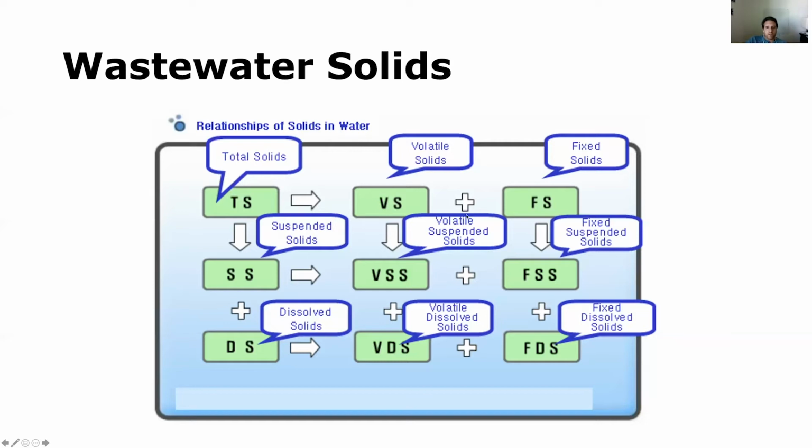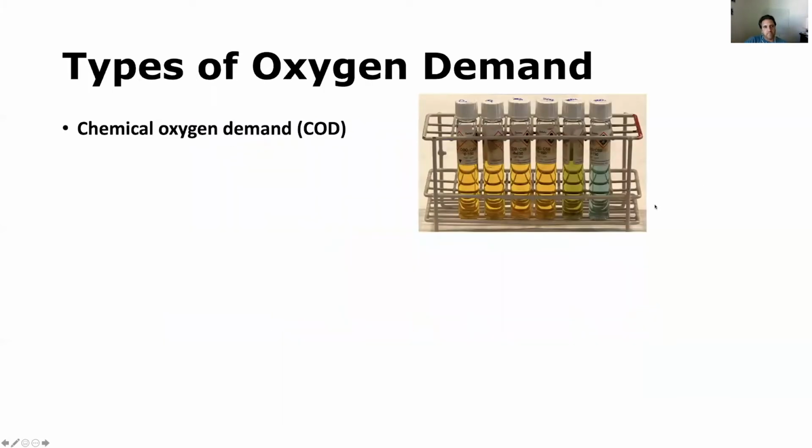We often use volatile suspended solids a lot in wastewater treatment calculations because that's a surrogate measurement in secondary, biological treatment. It's a surrogate measurement for the amount of biomass that's in the system, so it helps us keep track of how much active biomass we have. Other ways that we use solids concentrations are to describe the removal efficiency, like the removal of suspended solids in primary treatment. So, many different ways to represent wastewater solids concentrations.